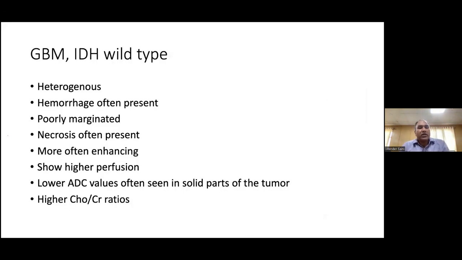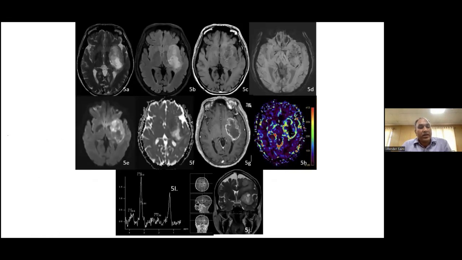Whereas glioblastomas, as I mentioned to you, are grade 4 tumors. As I showed you, they are heterogeneous, with presence of hemorrhage, poorly marginated, showing necrosis. They are more often enhancing, show higher perfusion, lower ADC and higher choline. This is another example of glioblastoma. You can see a very heterogeneous lesion. Not much edema is there, but you can see the amount of hemorrhage present. Again, diffusion restriction is present. A lot of enhancement is present. CBV is very high. Choline creatine ratio is high. A lot of lipid is present. So this is a case of a glioblastoma.